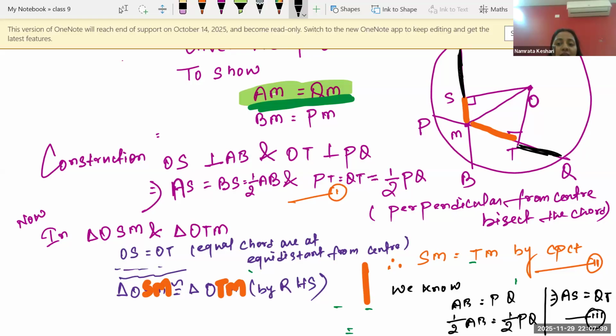The moment you add equations 2 and 3, you can say we are done with the proof. The green highlighted part which I have written, the part we had to show, AM equals QM, you will be able to say directly just by adding 2 and 3. Is it making sense to all of you? The proof, the figure and the explanation?